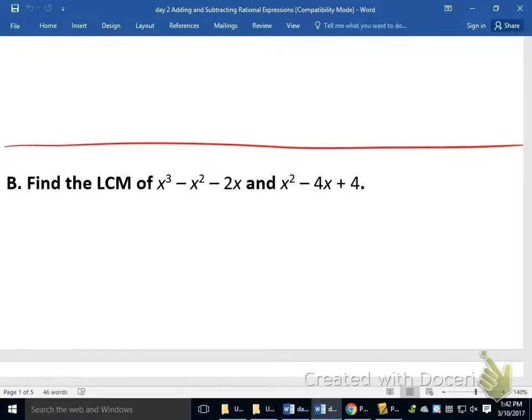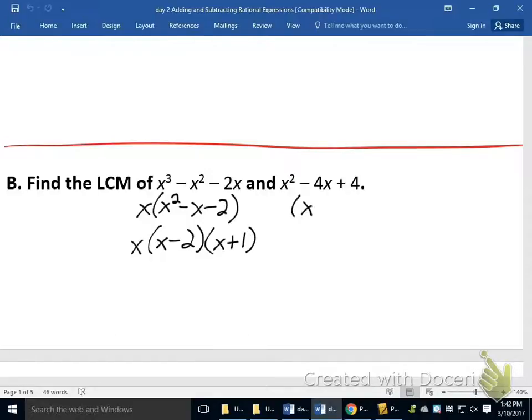So that first one, I would prime factor out the x, so x times x squared minus x minus 2. And then the x squared minus x minus 2 would factor further to x minus 2 times x plus 1. Now I'm going to go over and factor this other one. It factors to x minus 2 times x minus 2, which would actually just be written as x minus 2 squared. You only want to write each base once.